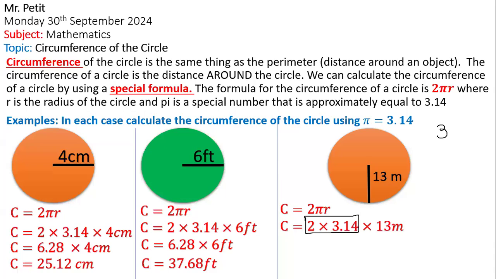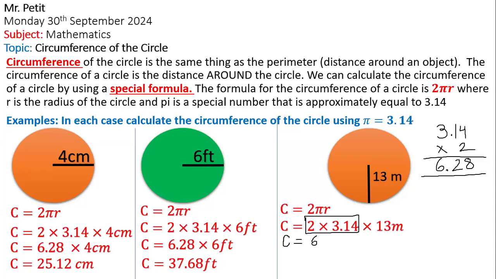So 3.14 multiplied by 2. 2 times 4 is 8. 2 times 1 is 2. 2 times 3 is 6. So this is going to be 6.28. What are we going to write? C equals 6.28 times 13 meters.